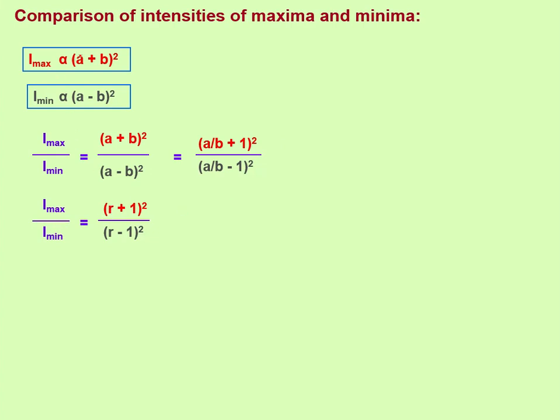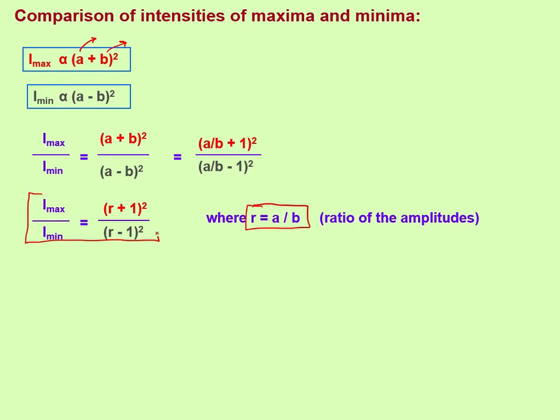And remember, a is the amplitude of the first wave, b is the amplitude of the other wave. So this r is a upon b, the ratio of their amplitudes. This particular equation shows the ratio of maximum and minimum intensities on the screen.